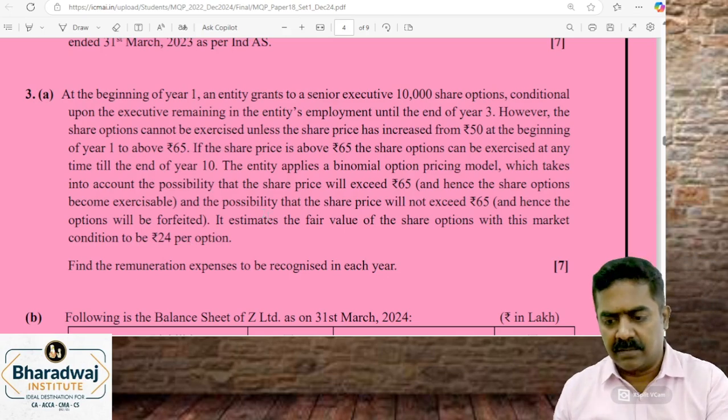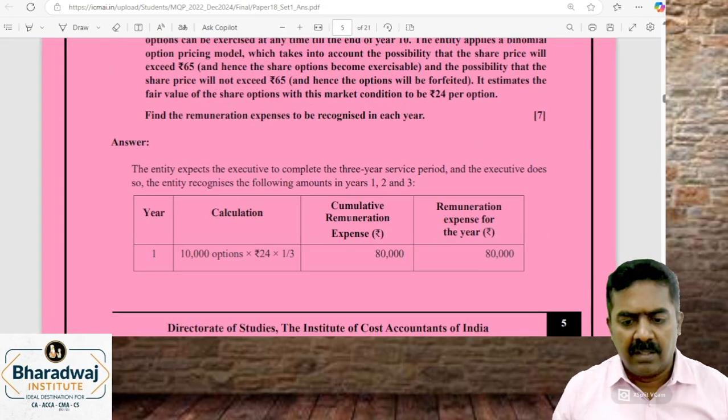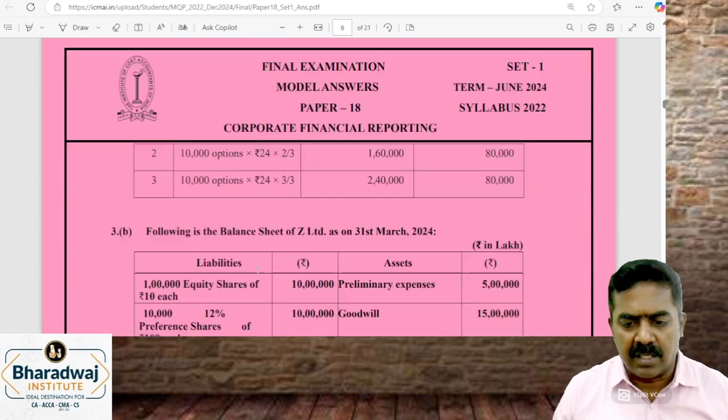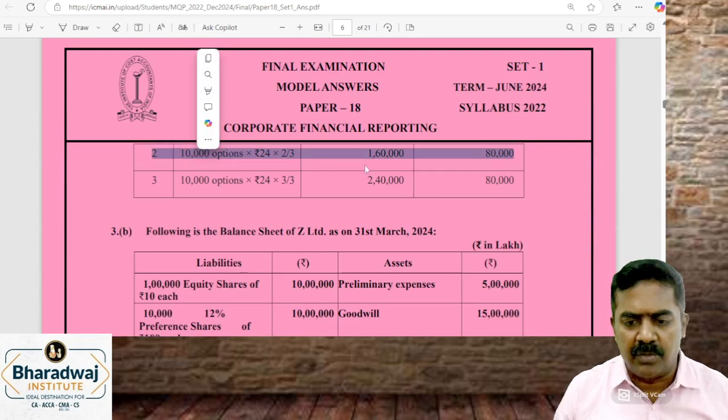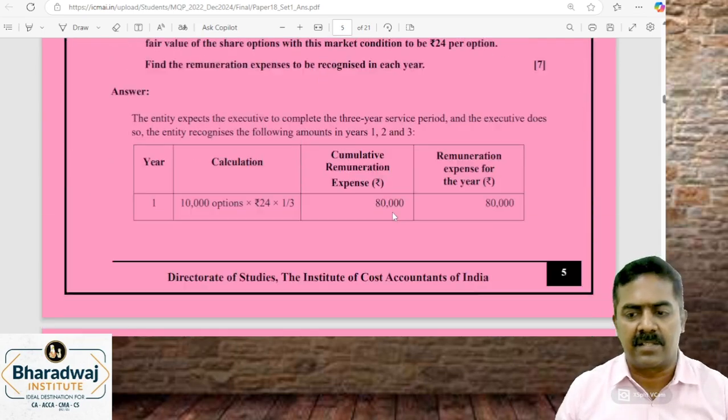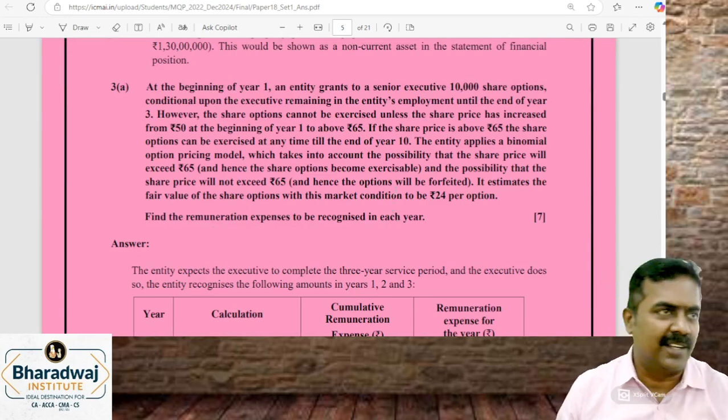Answer பார்க்கலாம். 10,000 into 24 into 1 by 3, 80,000. Second year also 10,000 into 24 into 1 by 3, 80,000. Third year 10,000 into 24 into 1 by 3, 80,000. Each year how much will be recognized? 80,000, 80,000, 80,000 recognize பண்ணும்.